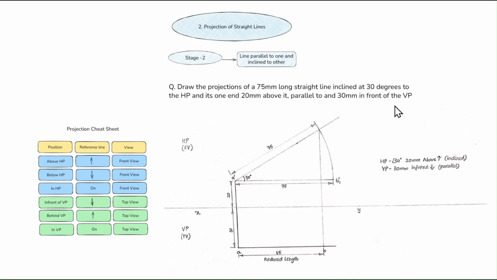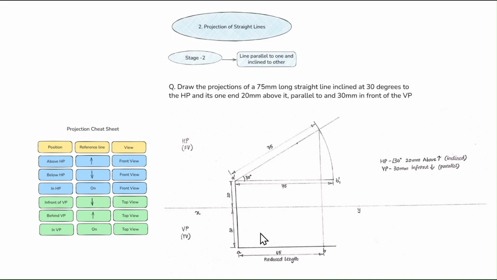In front there is a crocodile festival. I hope you understood. 30 mm in front of VP, so it will be below. VP means no hyphen or dash. Sorted. So first you have plotted the points.